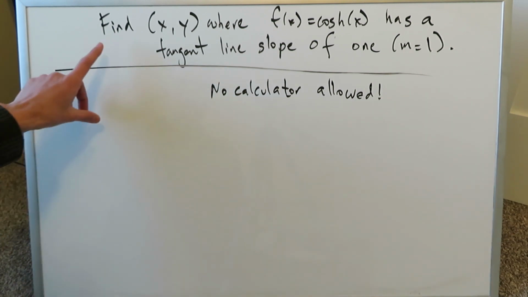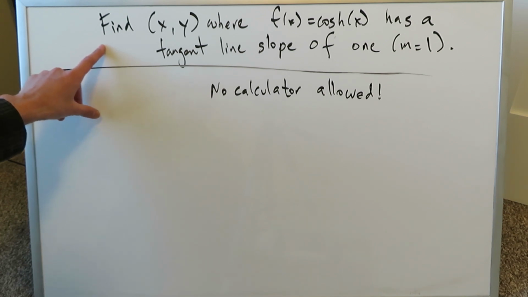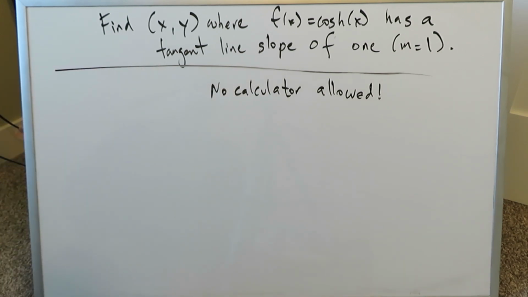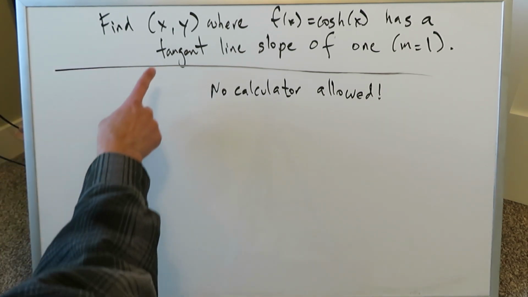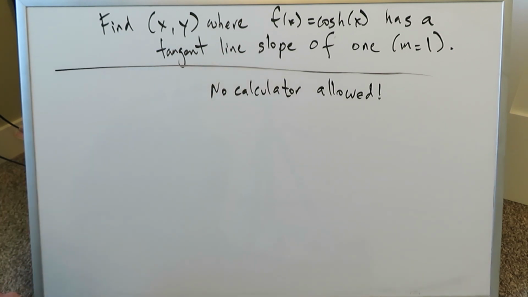Why? Because we have a specific task which is challenging, and a calculator is not allowed by any means. We have to find a single point (x, y), a coordinate pair on this function f(x) = cosh x, hyperbolic cosine, such that at that point, if you were to draw a tangent line, the slope of that tangent line would be equal to 1.